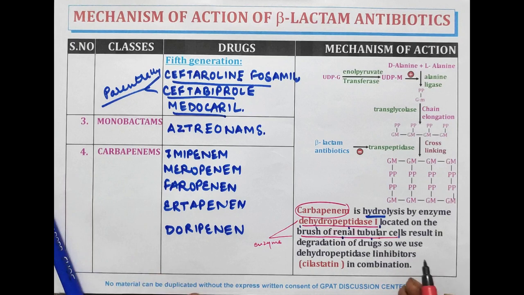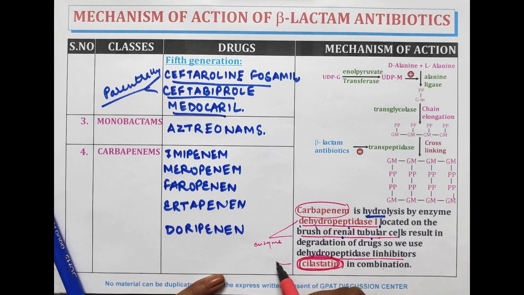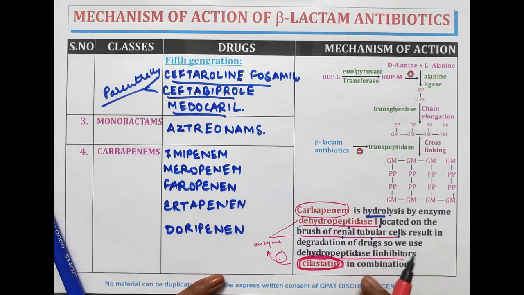So we use a dehydropeptidase inhibitor in combination with the carbapenem. Cilastatin is the drug which inhibits the enzyme dehydropeptidase. So when dehydropeptidase is inhibited, carbapenem cannot be easily hydrolyzed and degraded. So carbapenem is always given in combination with cilastatin to modify and amplify its action.